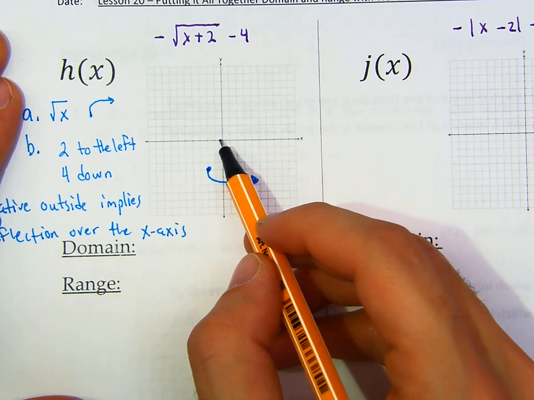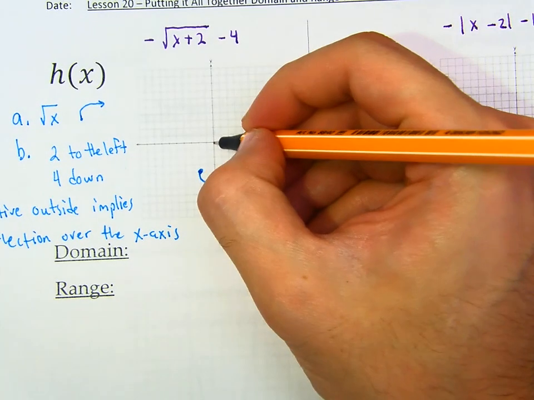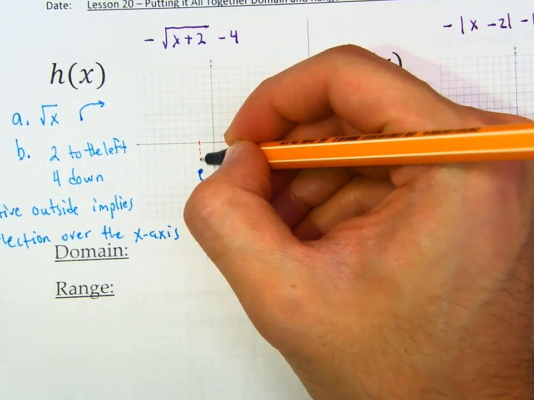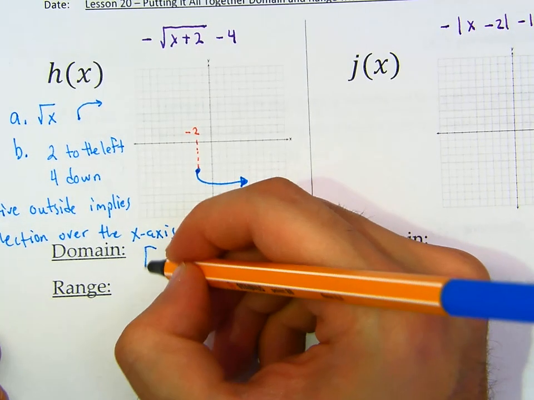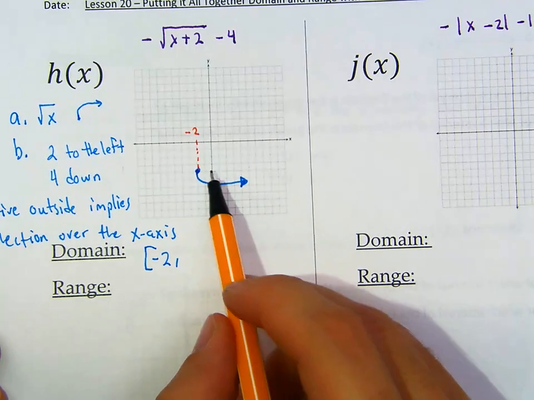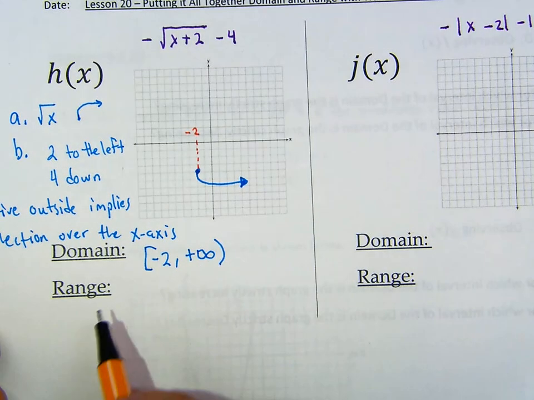What's the domain of this graph? Let's see, how far left does the graph go? Well, the farthest left you have is -2. So -2 is the farthest left and you have it. And how far right does the graph go? It goes to +infinity.